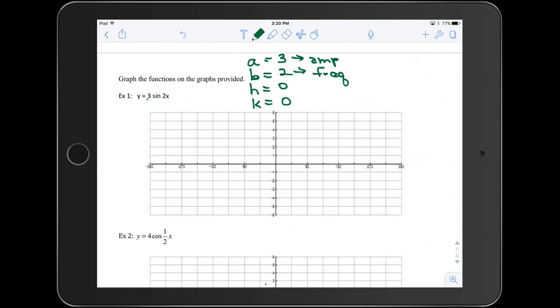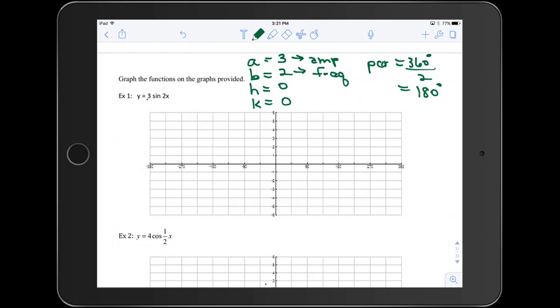Now, I find that it's important to calculate the period as well. The period, again, is going to be equal to 360 degrees over the B value, which is 2. So we know one full period, one full cycle, is going to be 180 degrees, which only makes sense because if 2 cycles happen from 0 to 360, that implies that 1 cycle is going to happen from 0 to 180.